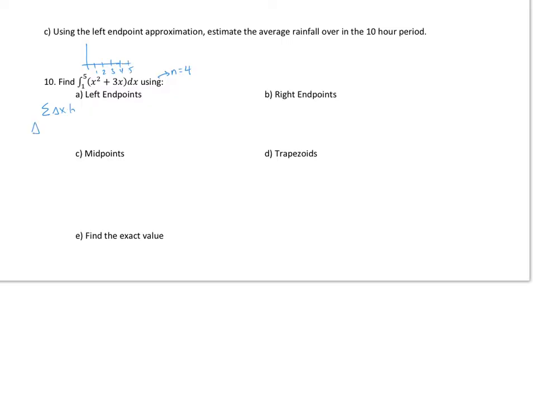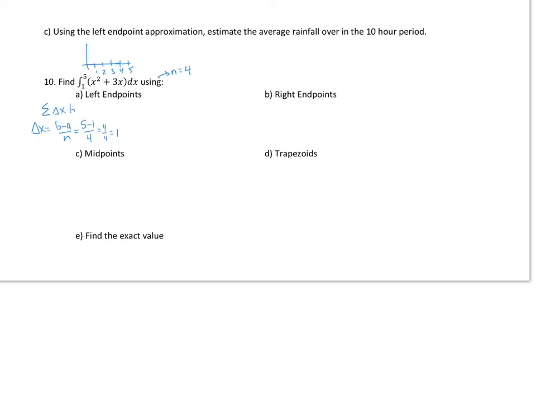Now, let's find our delta x. Delta x, we said, is b minus a over n, because I'm choosing to make these evenly spaced. If it's not evenly spaced, each delta x will be different. But in this case, I'm choosing to make them evenly spaced. We've got delta x being b minus a over n, so 5 minus 1 over 4. This becomes 4 over 4, which is 1.